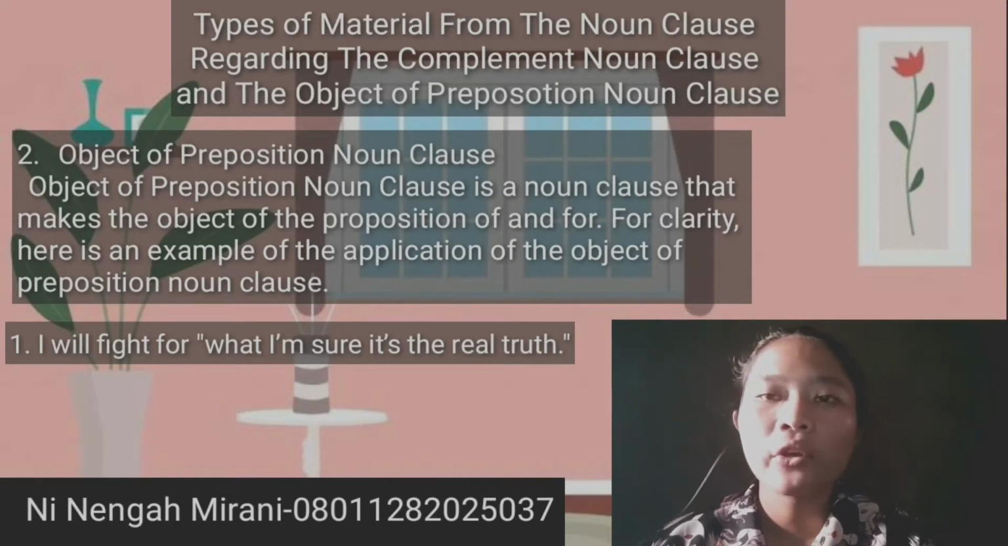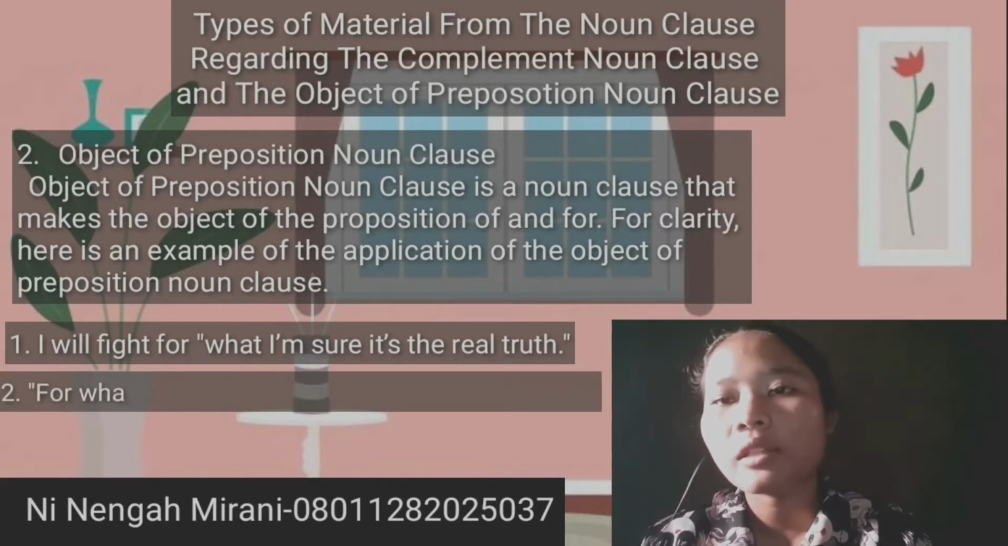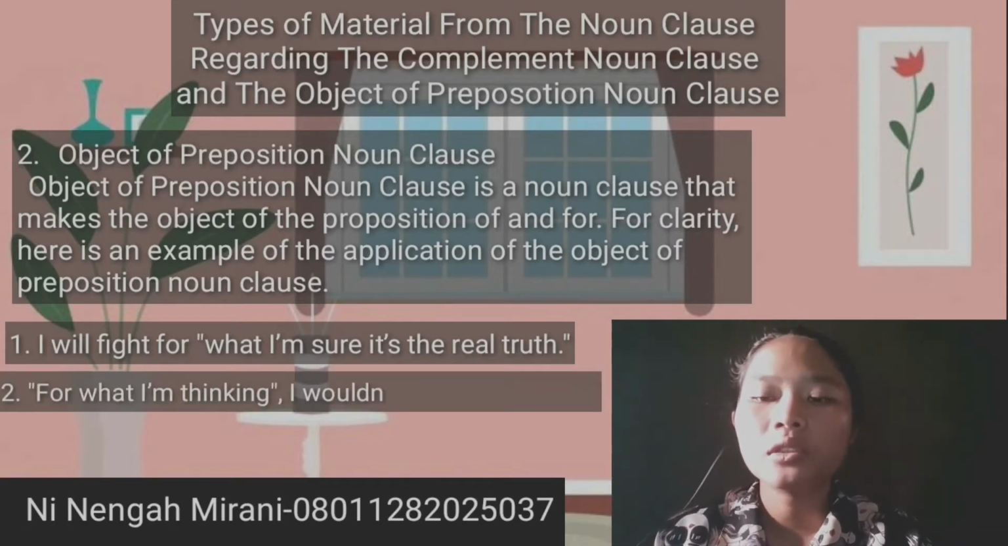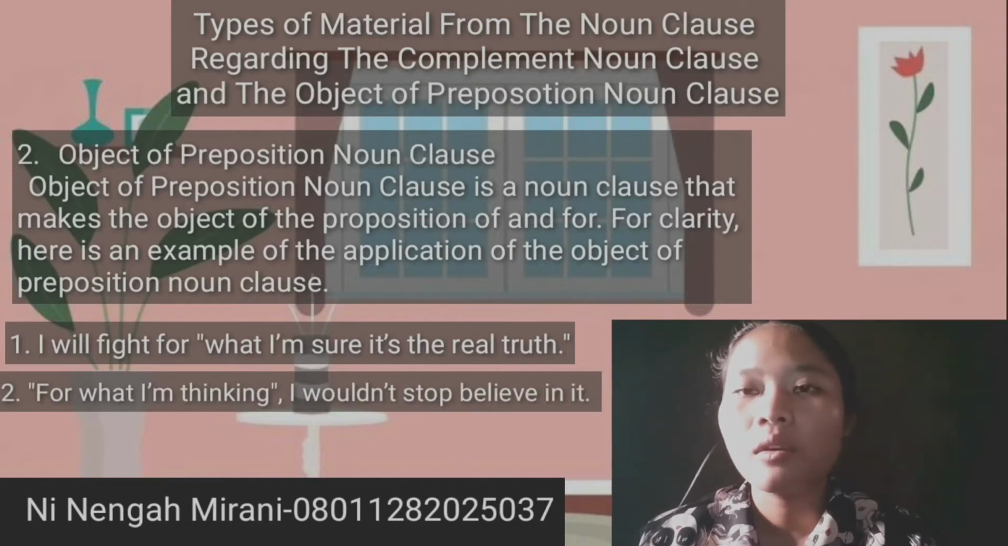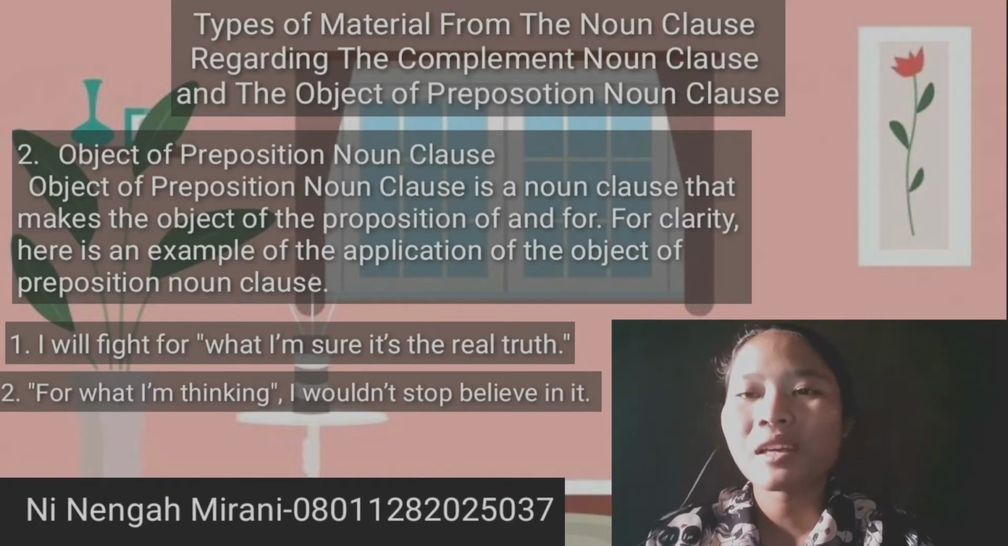Jadi contohnya ada yang di awal, ada yang di akhir. Nah, contoh yang kedua ini katanya di awal. For what I am thinking, I will not stop believing in it. Artinya, untuk apa yang saya pikirkan, saya tidak akan berhenti mempercayainya. Jadi kan katanya di awal, for what I am thinking.